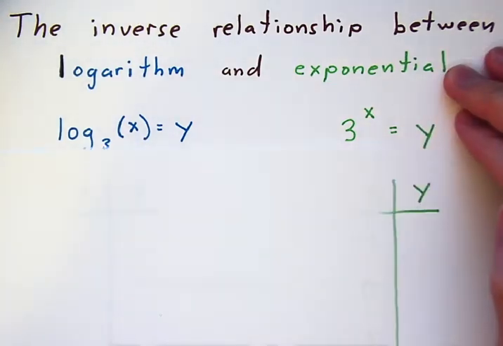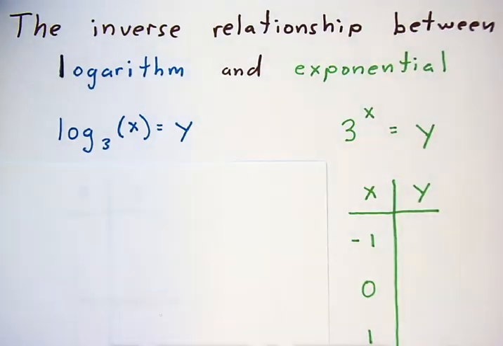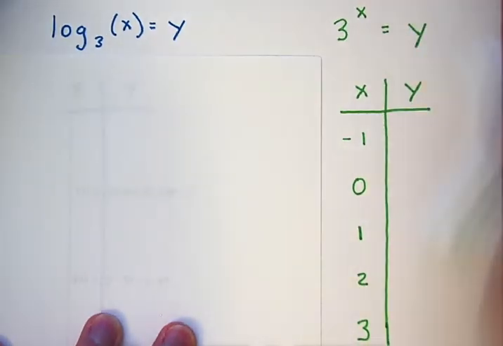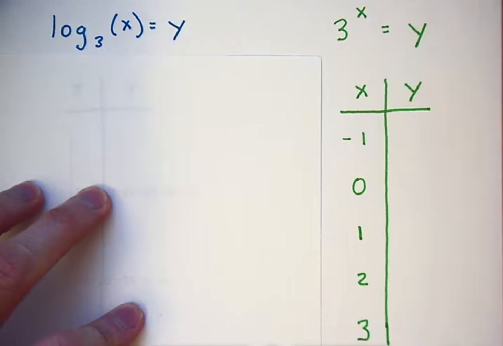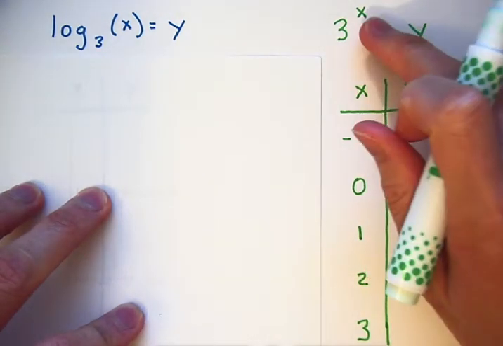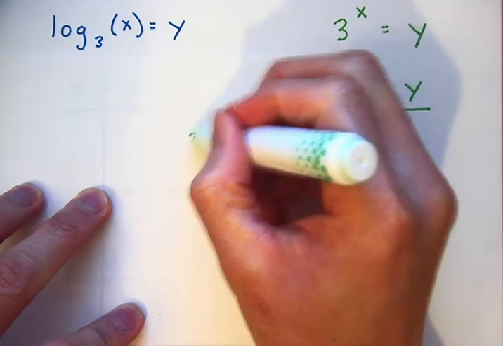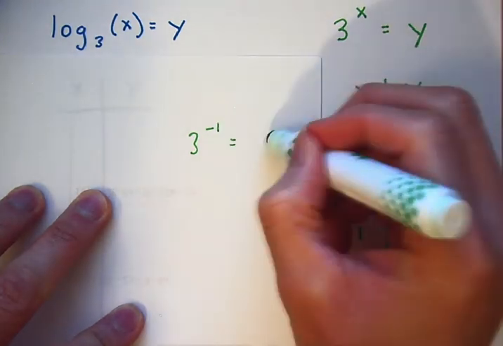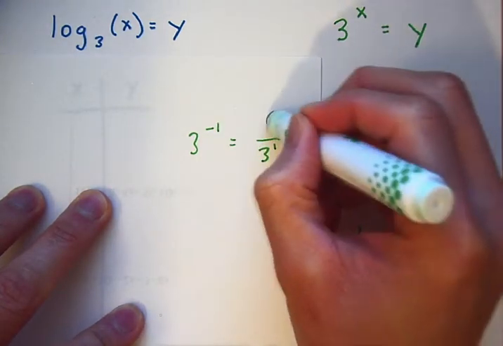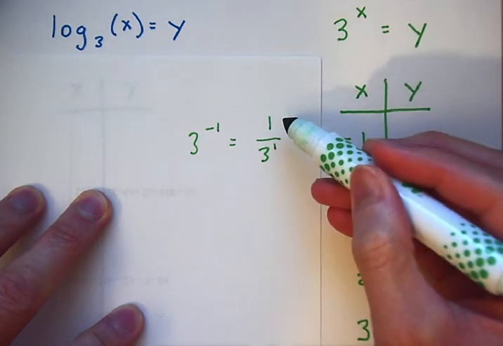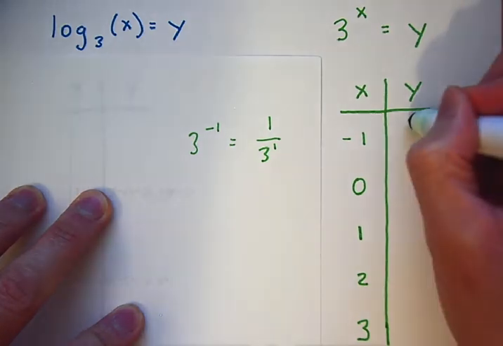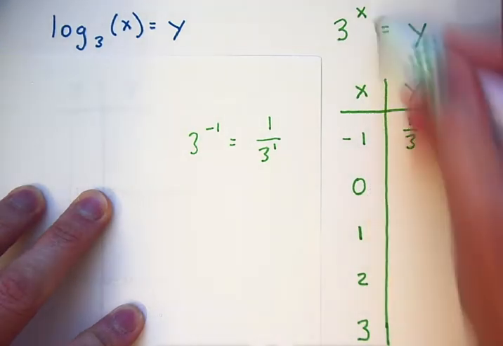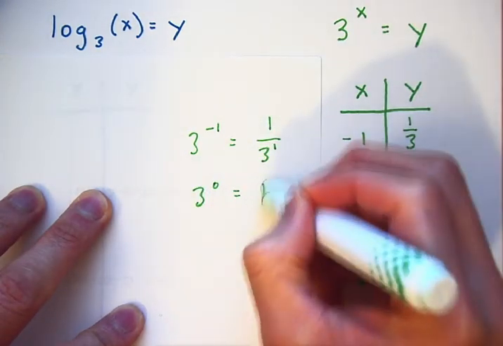So let's look at some values for this. If I place -1 in for x, if you have 3 to the -1, well, a negative exponent just brings it to the bottom of a fraction and a 1 goes on top. So this is 1 over 3, or 1/3.